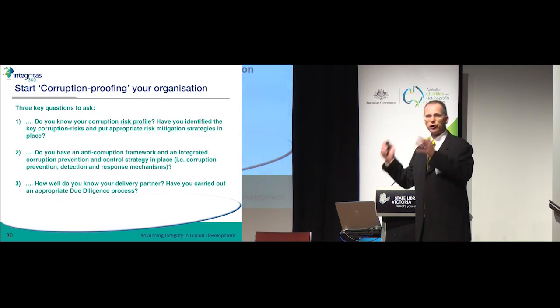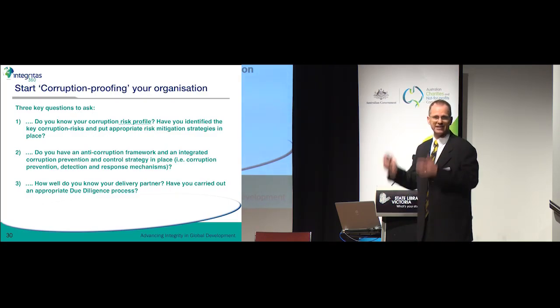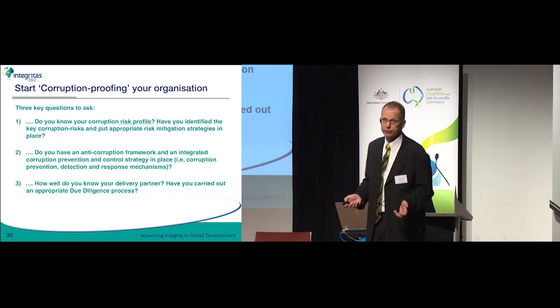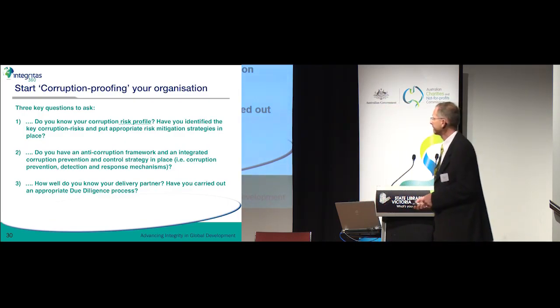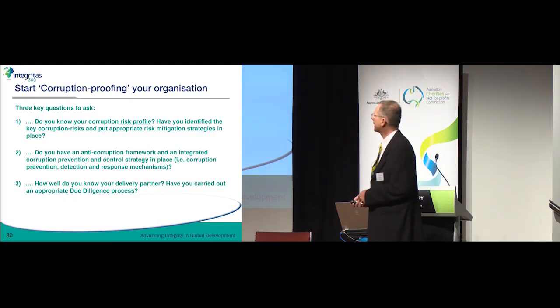Spending money on anti-corruption issues is not an overhead. It is part of good programming and should be included as a programming cost. It is not an overhead. And how well do you know your delivery partner? How well do you really know them? What due diligence have you carried out?